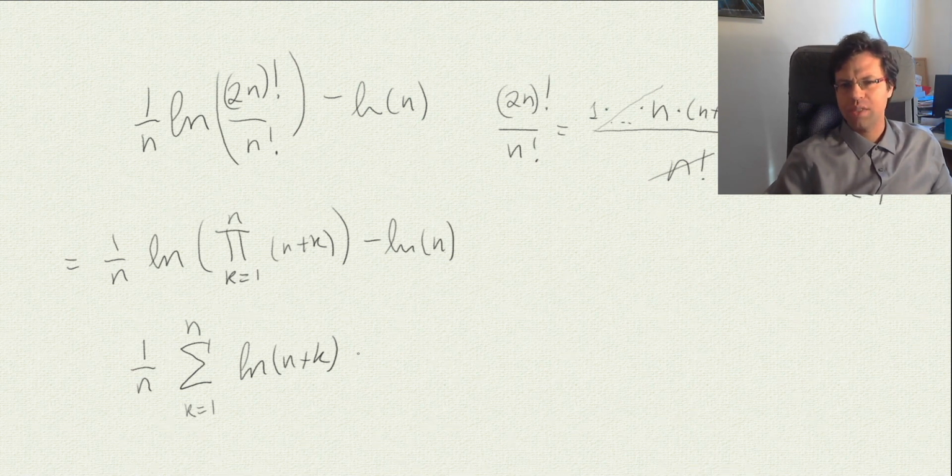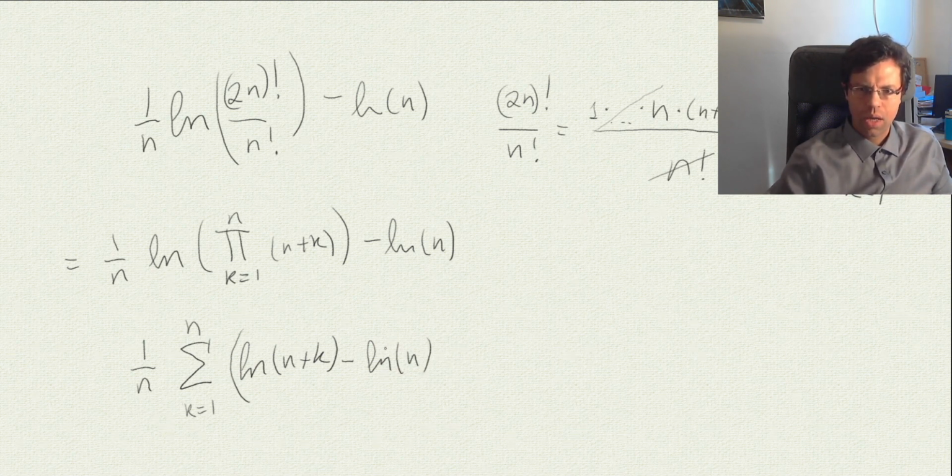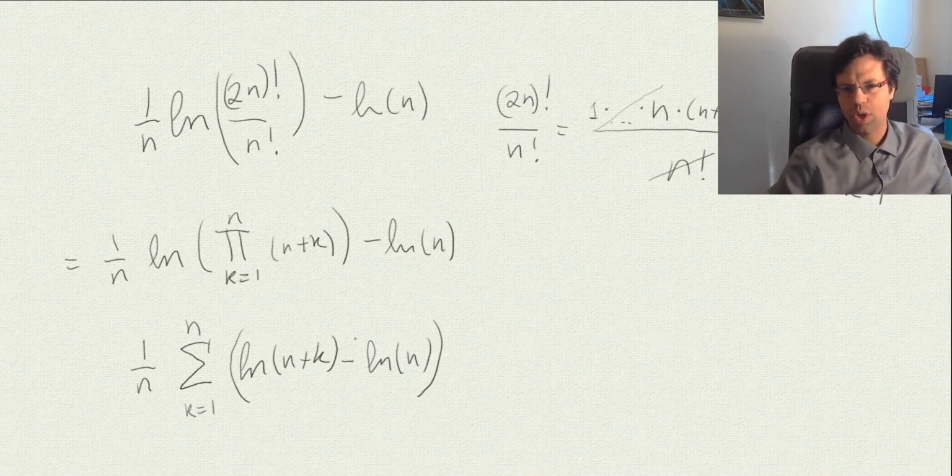Now we can see that this natural logarithm of n is a constant for the sum over k, and if we push it inside, it is the same expression, because here we actually sum n times the constant natural logarithm of n, and then multiply by 1 over n, and therefore we arrive at the same expression.